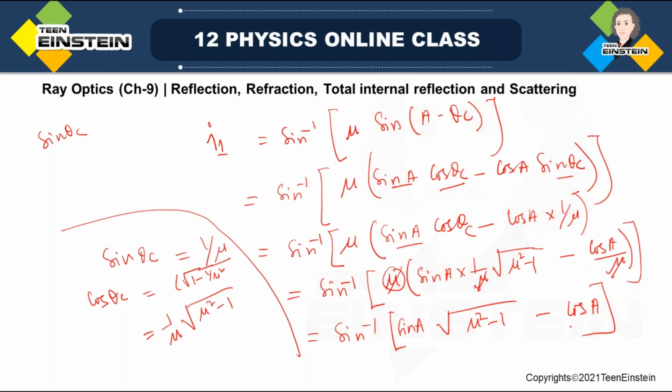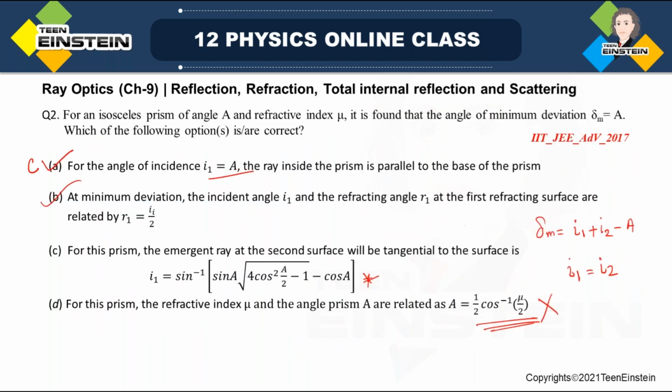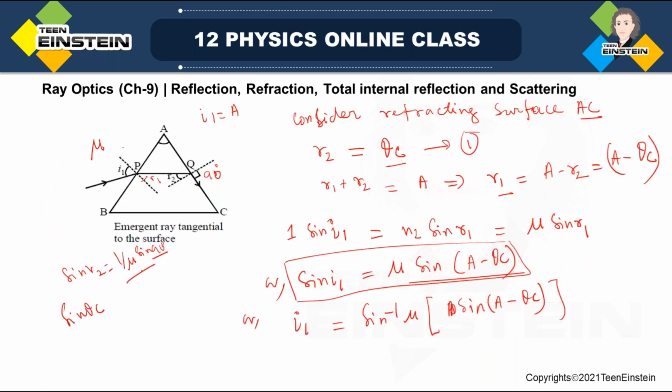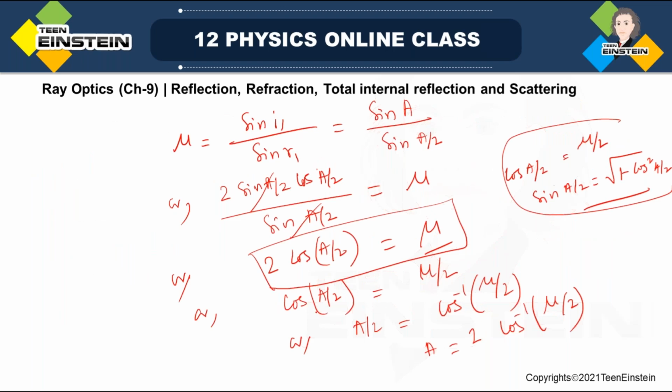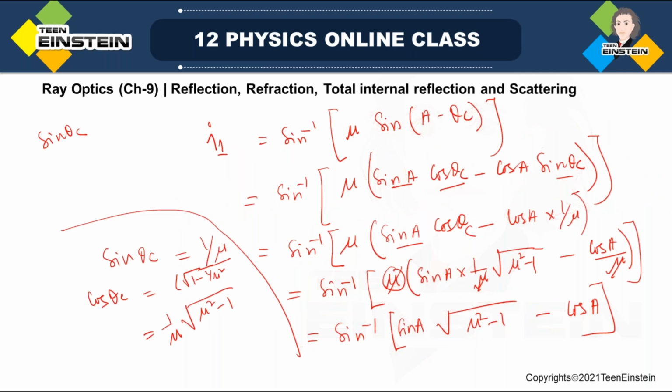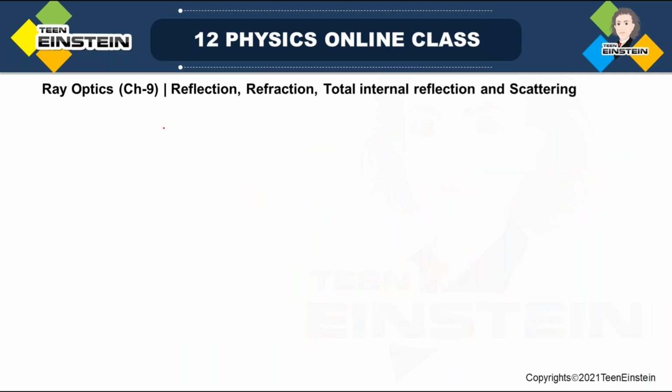See, we have reached nearby. Look at this option in the question. Here, instead of mu, something else is there. In this option we have already proved the previous option. We had already proved that mu is equal to 2 into cos of a by 2. If we put it here, then so far we have got I1, the angle of incidence at the first interface, is sine inverse.